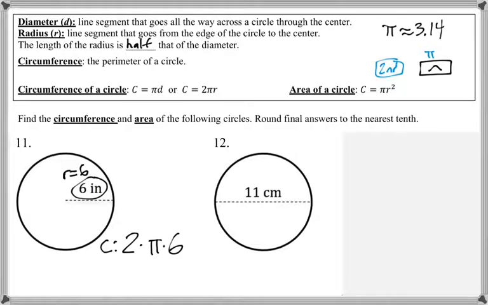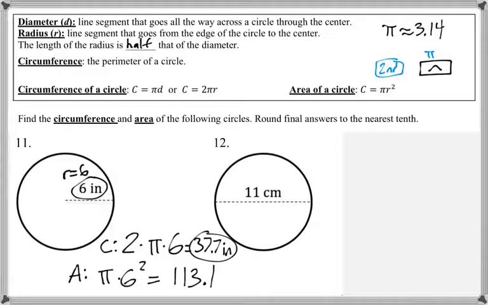And rounding to the nearest tenth, this is 37.7 inches. Now for the area, this is going to be pi times the radius, which is 6 squared. So pi times 6 squared, we get 113.1 square inches. So even though the shape is a circle, my area is still given in square inches because it's still a two-dimensional measurement.